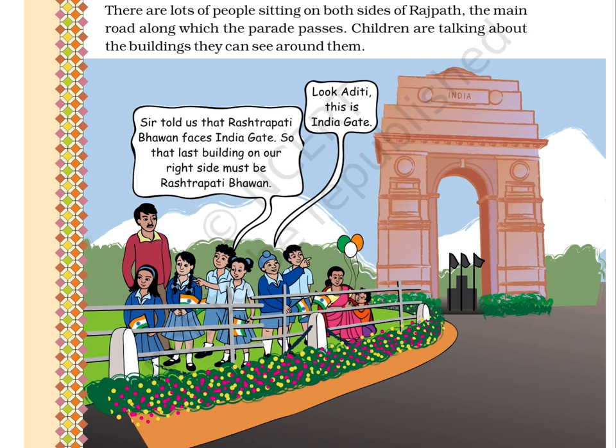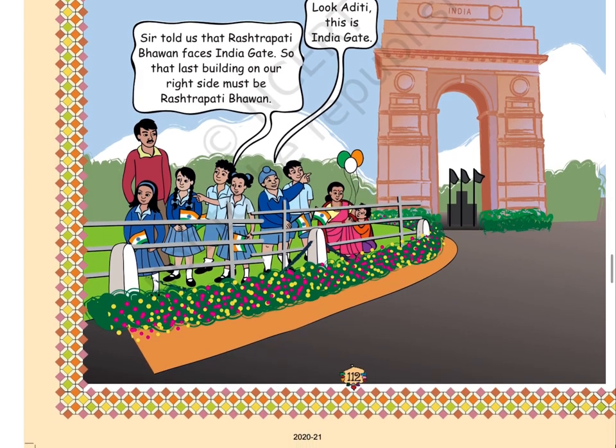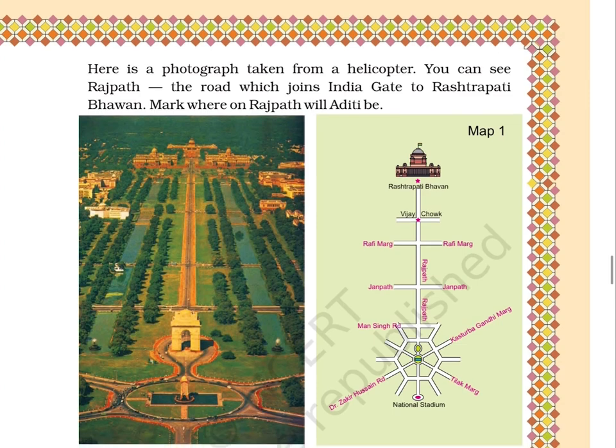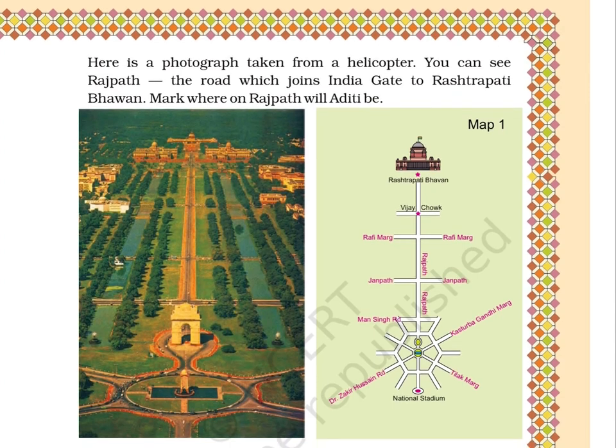Page 113. Here is a photograph taken from a helicopter. The photograph shows Rajpath, the road which joins India Gate to Rashtrapati Bhavan. Mark where on Rajpath will Aditi be. We see a photograph of Rajpath taken from a helicopter, and alongside we also see a map of the same place. Different locations are marked on the map, like Rashtrapati Bhavan, Vijay Chowk, and some other roads leading all the way to National Stadium. This map has been titled Map 1.